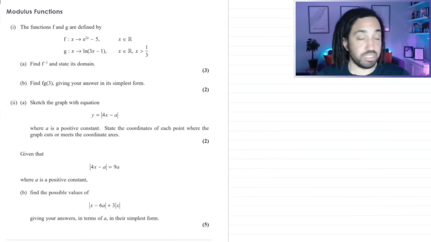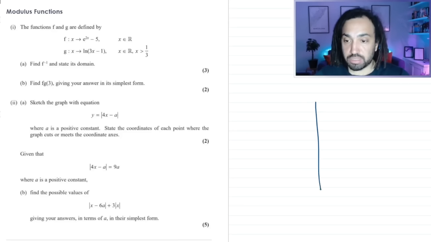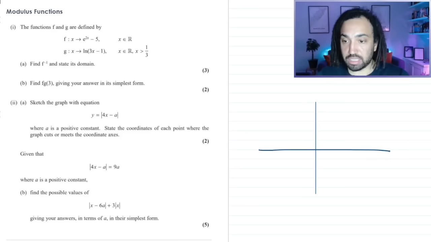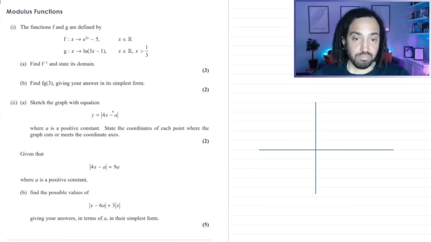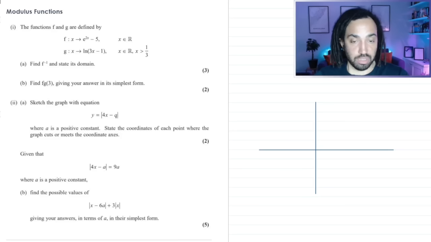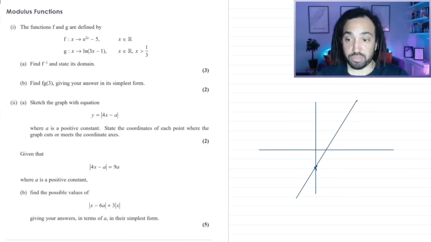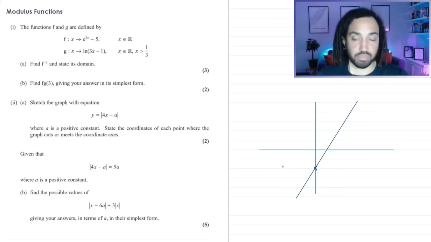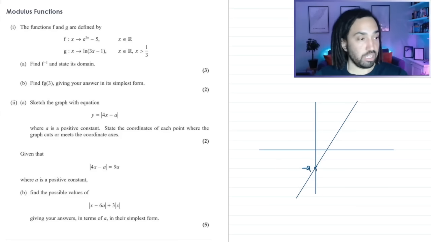Okay, so we have to sketch the graph with that equation. So I'm going to draw myself an axis, like so. And then I'm just going to imagine there was no modulus sign there. So this graph would have a gradient of 4 and a y-intercept of minus a. So let's say that's minus a, and then a positive gradient of 4, it would come up something like this. So this will be minus a, where it cuts there.